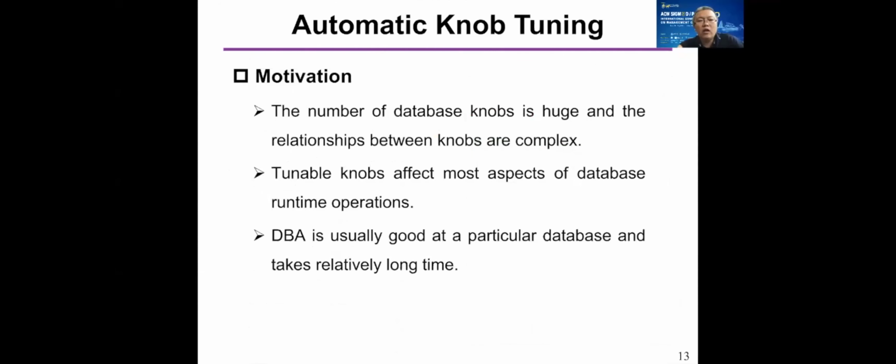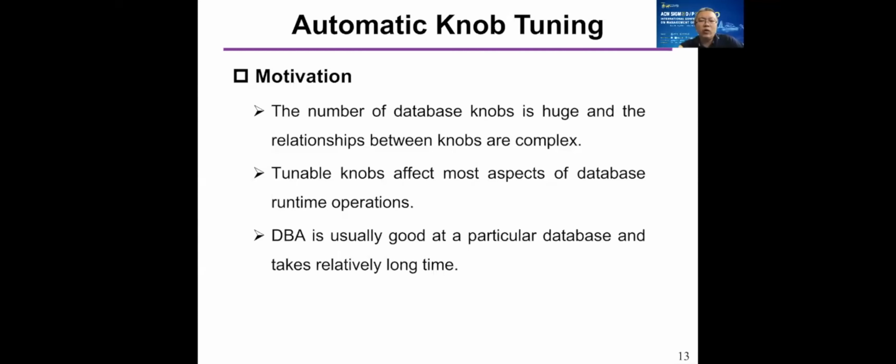So the motivation is that there are lots of database knobs, and it's very important to tune the knobs to achieve high performance. More importantly, the knobs are correlated, and it's rather hard to tune them. Knob tuning also affects the database performance. Traditionally, databases rely on DBAs to tune them, but for large-scale database instances, the DBA cannot tune so many database instances. So we can rely on machine learning techniques to achieve this.